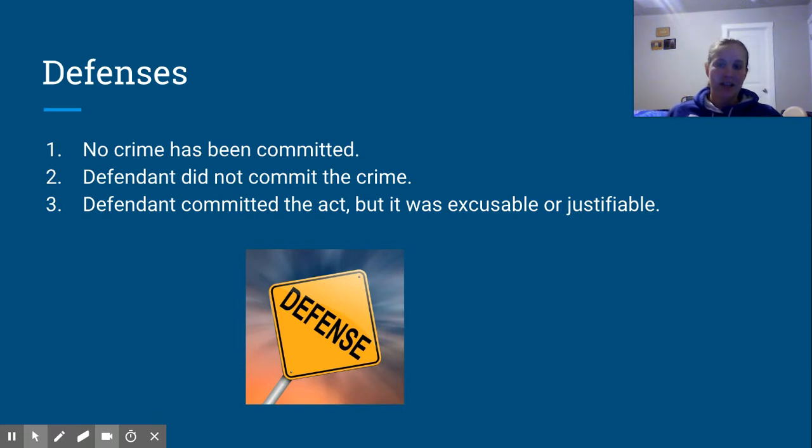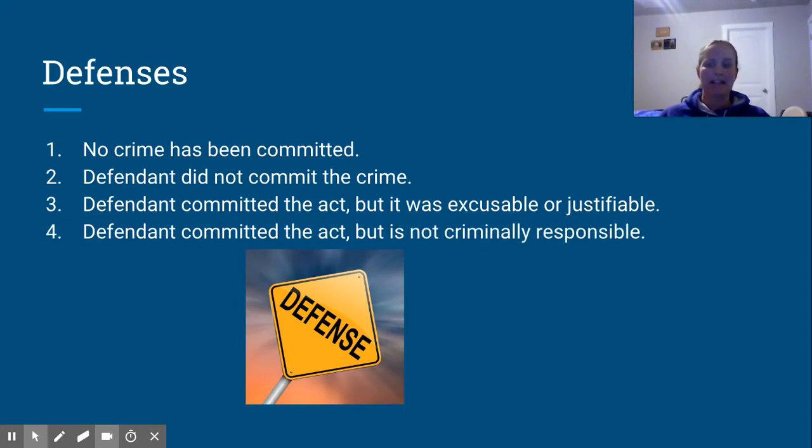The third one is the defendant committed the act, but it was excusable or justifiable. You've probably heard of self-defense. This is where that kind of comes in. Maybe you shoved someone, but maybe it's because they were in your face and they were going to hurt your family, so you used a justifiable amount of force to have them back up. That's an excuse somebody might use.